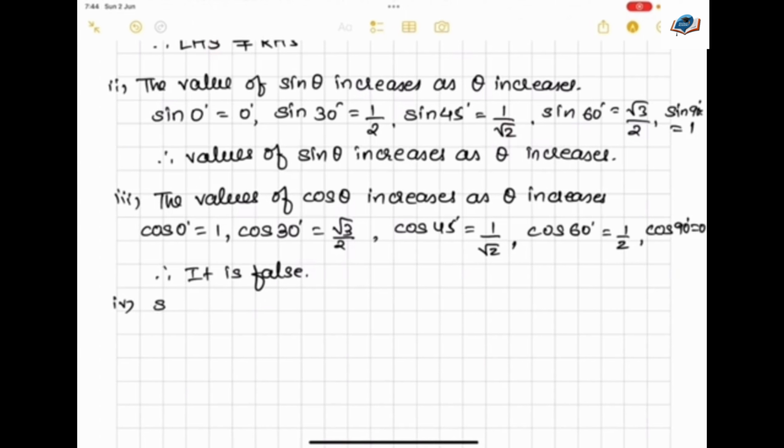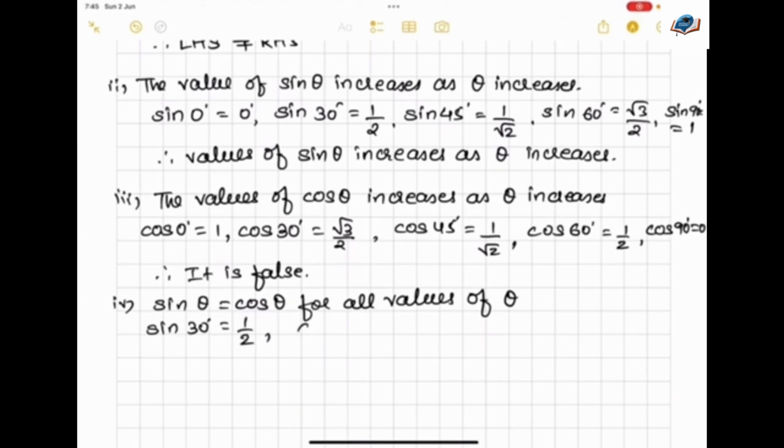Fourth one is sin theta equal to cos theta for all values of theta. So to prove this, I can take sin 30 only, simple, theta is 30. So sin 30 will be 1 by 2, cos 30 degree equal to root 3 by 2. So therefore sin 30 is not equal to cos 30 degree. So therefore I can say it is false.